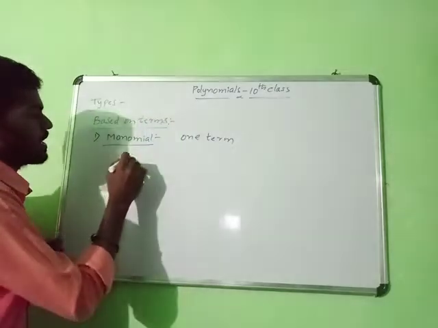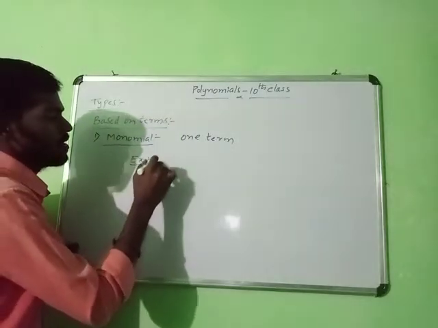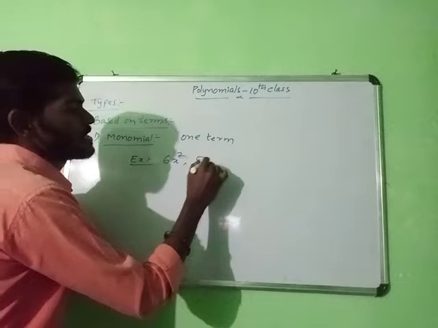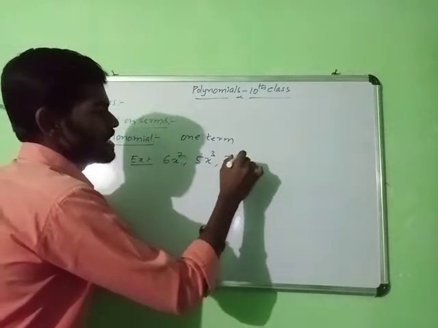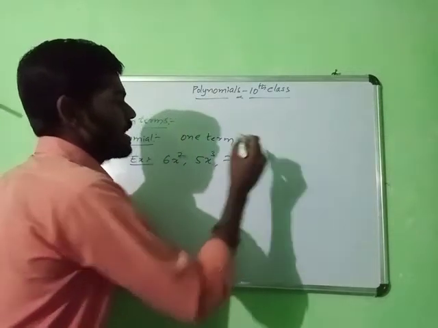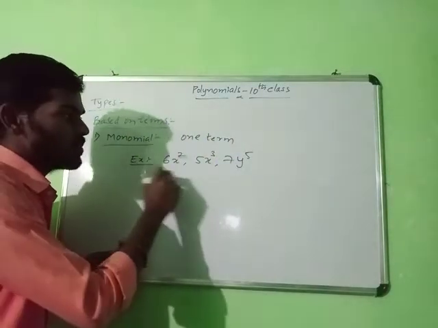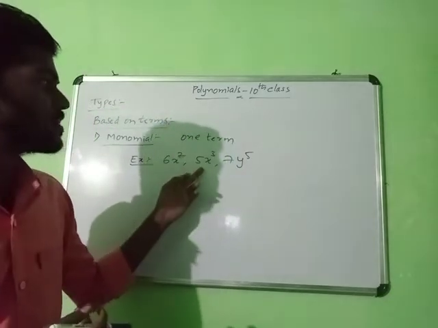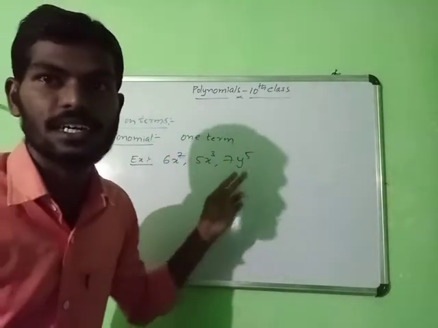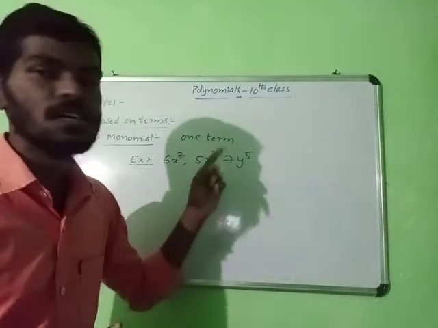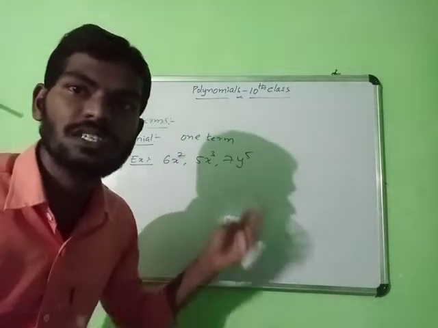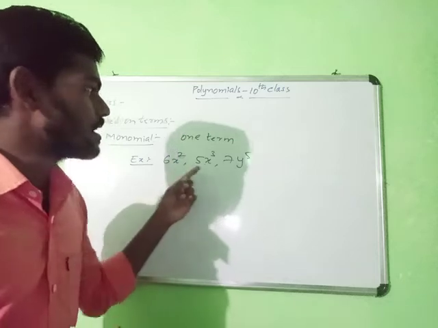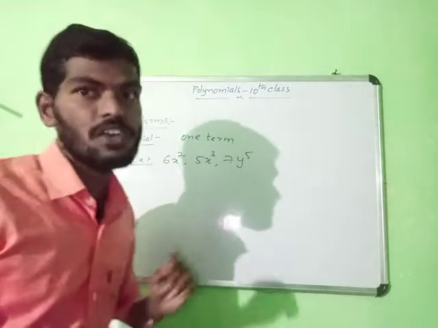Example: 6x square, 5x cube, 7y power 5. Now 6x square is one polynomial; what is its degree? 2. 5x cube is one polynomial; what is its degree? 3. 7y power 5 is one polynomial; what is its degree? 5. Here only one variable is there in each.